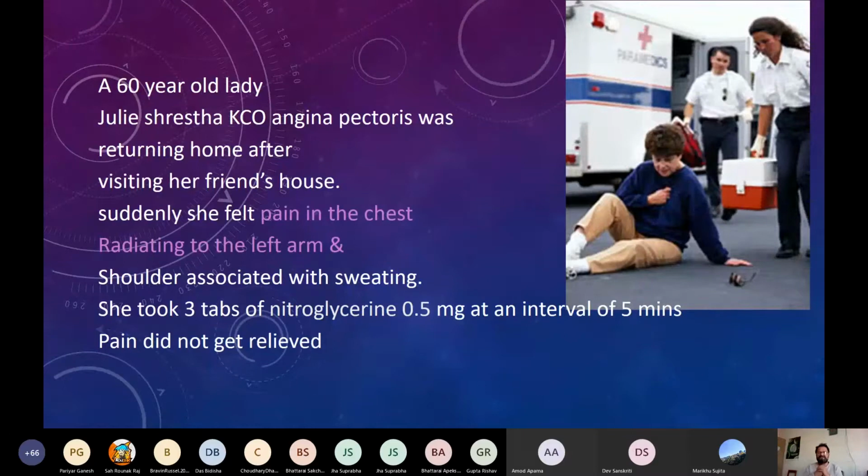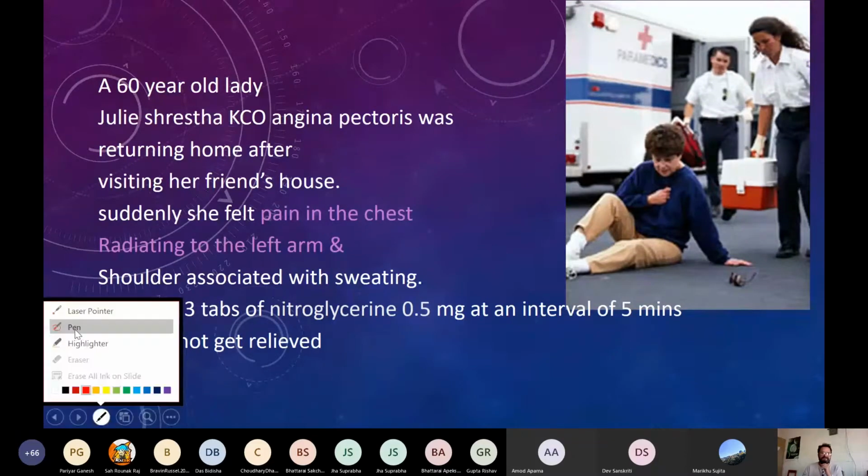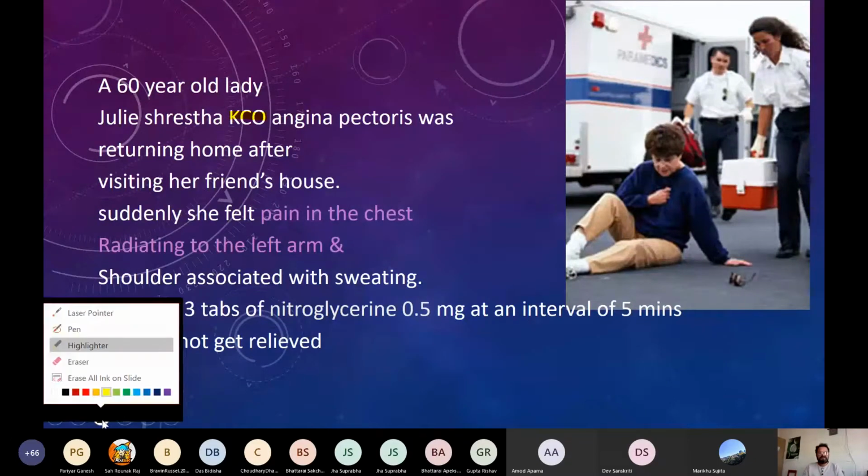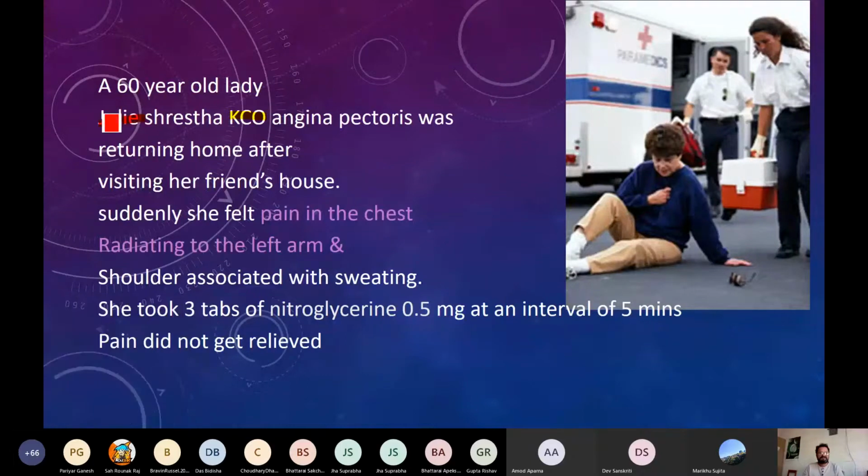So a 60-year-old lady, Julie Shrestha, known case of angina pectoris, was returning home after visiting her friend's house. Suddenly, she felt pain in the chest radiating to the left arm and shoulder.